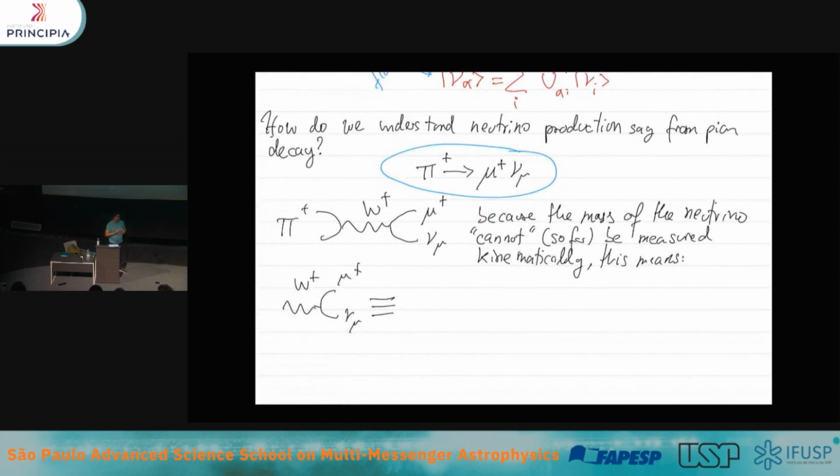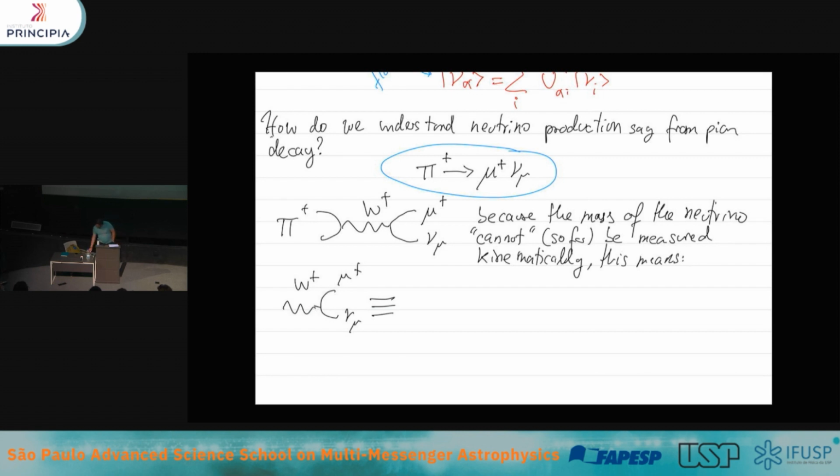What happens is that in reality, when we produce a neutrino state, we can actually not kinematically measure its mass. That's because the neutrino mass is much smaller than 1 electron volt, and that means that I can actually not know if what I produced was a muon plus a nu1, or a muon plus a nu2, or a muon plus a nu3. So in those situations, we say that there is a superposition of states being emitted from this decay.